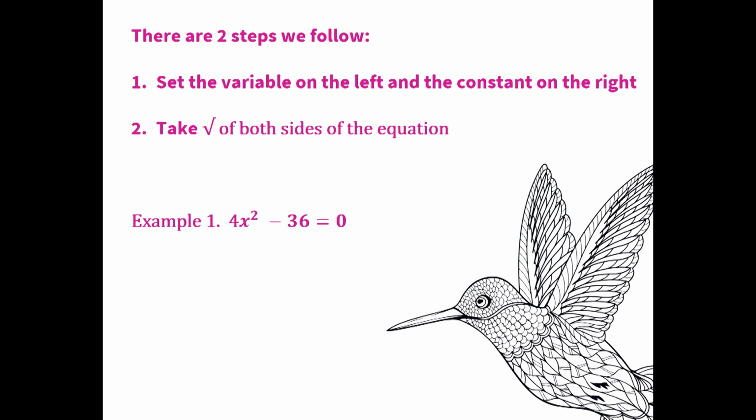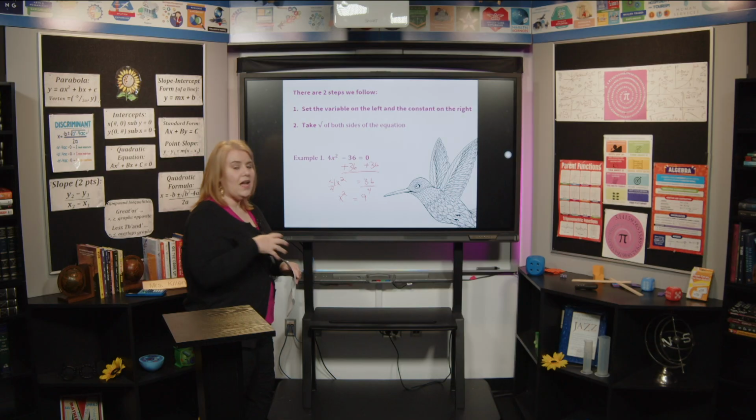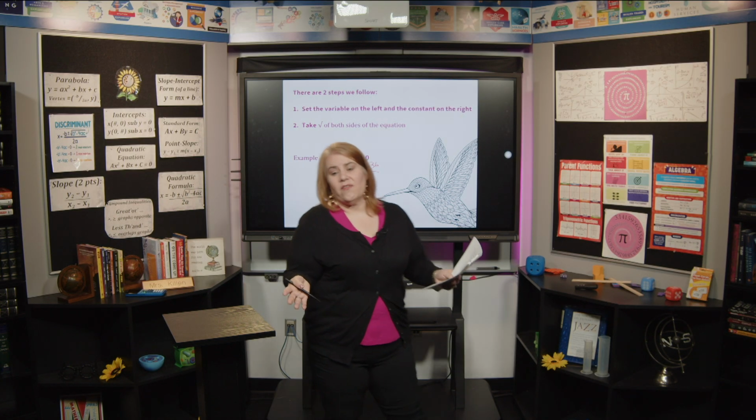So our example is 4x squared minus 36 equals 0. So what are we doing? First thing that we're going to do is we're going to get our numbers on the right side. So I'm adding 36 on both sides. 4x squared equals 36. I'm isolating that variable by putting all my numbers over. So I have x squared equals what? 9. Now, you may stop here and say, okay, variable by itself, but is it?